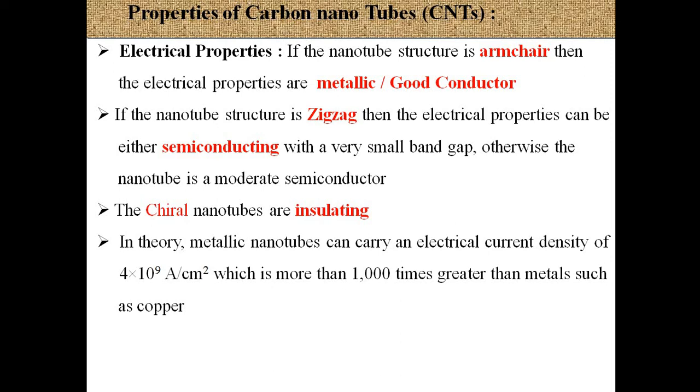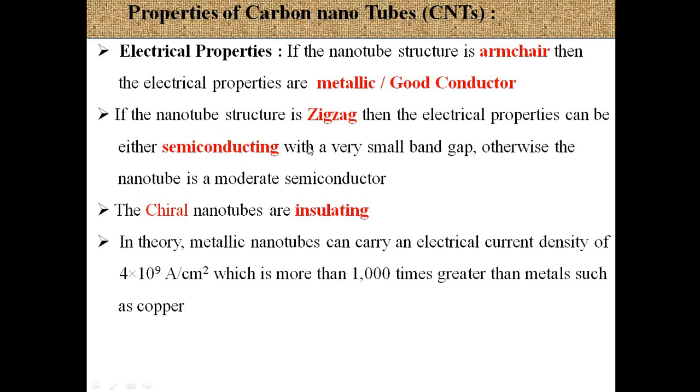Now we will discuss the electrical property. If the nanotube structure is armchair, then the electrical properties are metallic, that is, they are good conductors of electricity if the structure is armchair. If the nanotube structure is zigzag, then it is semiconducting.